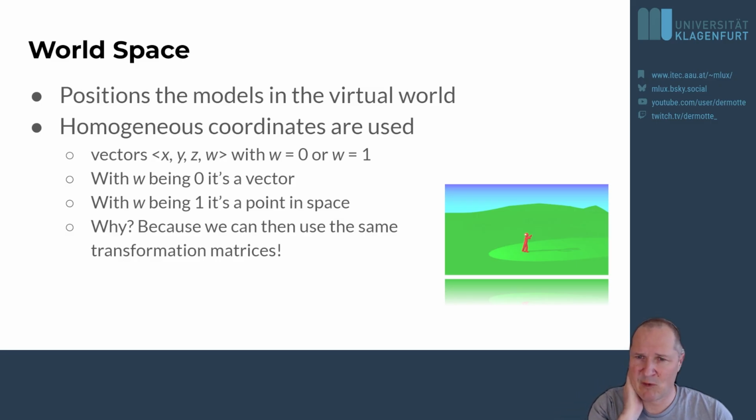But one more thing. Now we are down to the 3x3 to 4x4 matrices. So what you often do in computer graphics is using homogeneous coordinates. And homogeneous coordinates are made out of x, y, z, and w. And w is either 0 or 1. If it's 0, it's a vector. If 1, it's a point.